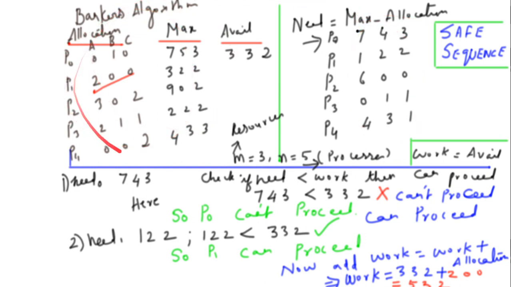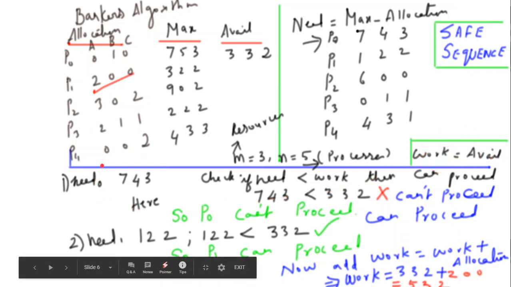In the problem under consideration, I already told you m is equal to 3, the resources A, B, C, and n is the number of processes, P0 to P4. Now we are going to determine the safe sequence. That is our aim in this algorithm. Initially we set work equal to available. Whatever is available will come to work.